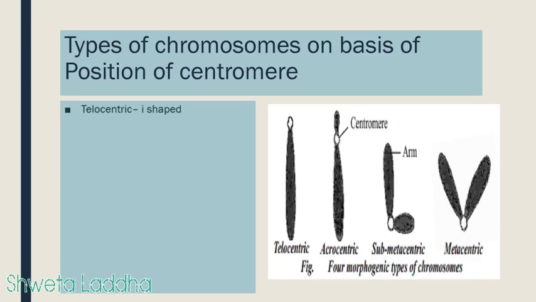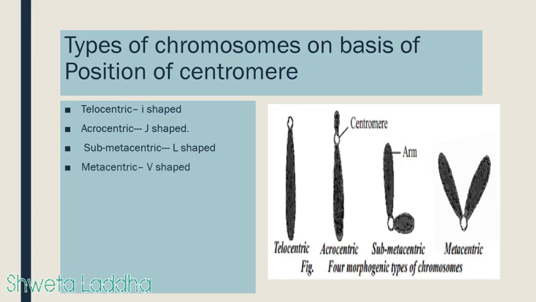If the centromere is at the tip, then it appears I-shaped. Such chromosomes are called telocentric. If the centromere is towards one end, it appears J-shaped, acrocentric. If the centromere is near the center, not in the center, but near the center, it appears L-shaped, submetacentric. And if the centromere is in the center, it appears V-shaped, it is metacentric. So the four shapes are telocentric, acrocentric, submetacentric, and metacentric. I, J, L, and V shaped.